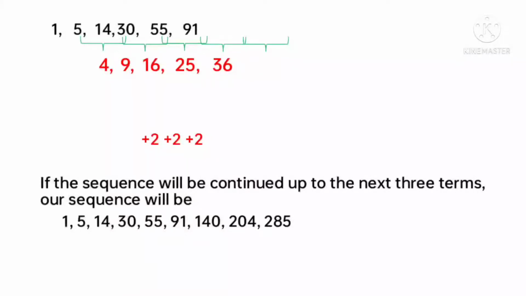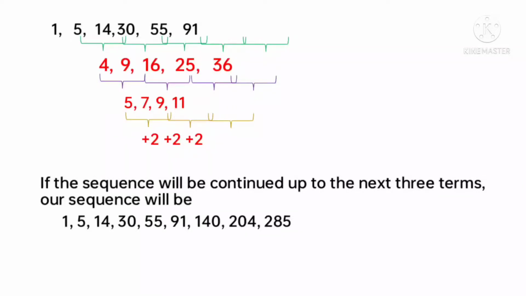Then, kukunin na naman natin yung difference ng 4, 9, 16, 25, and 36. So, yung difference ng 4 and 9 is 5, yung difference ng 9 and 16 is 7, yung difference ng 16 and 25 is 9, yung difference ng 25 and 36 is 11. Then, lastly, yung difference ng 5, 7, 9, and 11: yung difference ng 5 and 7 is 2, yung difference ng 7 and 9 is 2, yung difference ng 9 and 11 is 2.